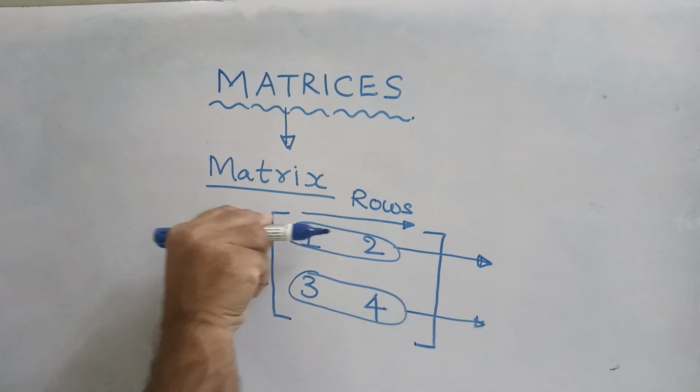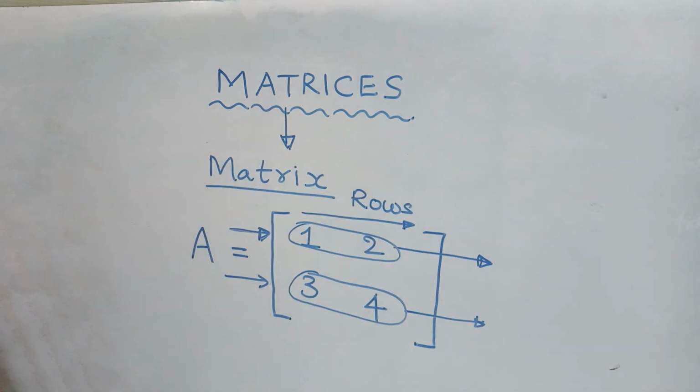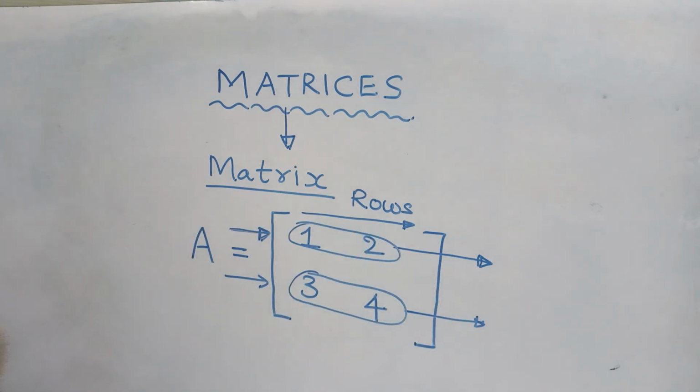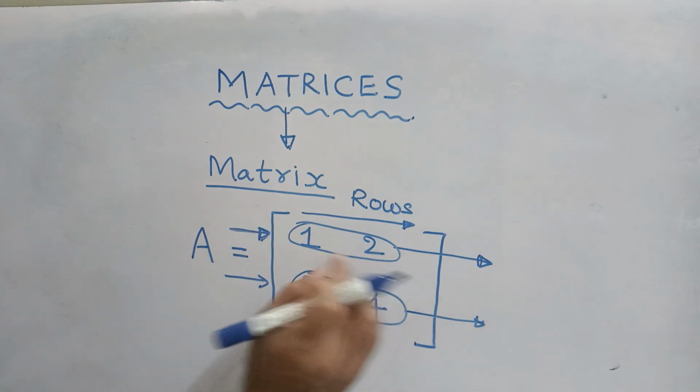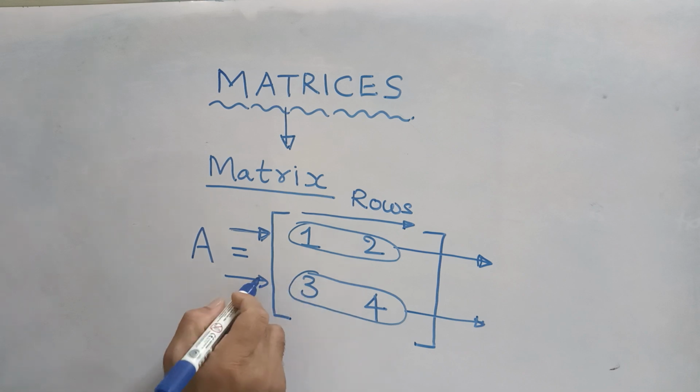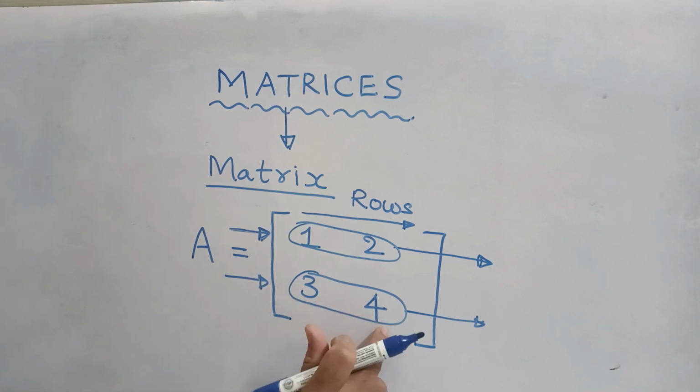Likewise, in the horizontal representation, we have to consider the elements. So this is the first row having the elements 1 and 2, and coming to the second row, we have the elements 3 and 4.